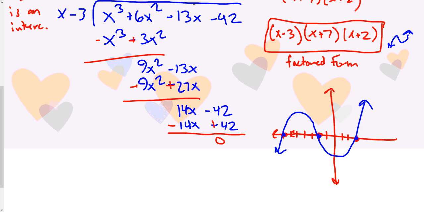And as you can imagine, notice the y-intercept is negative 42. And sure enough, this graph does cross on the negative. So it looks like we're pretty well situated with that. So that's how this works.